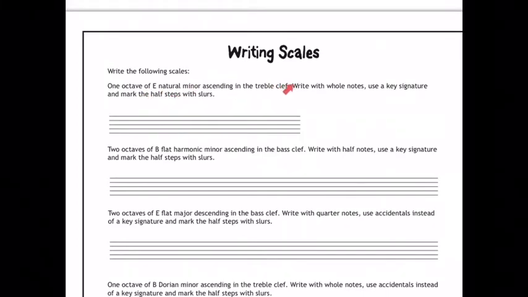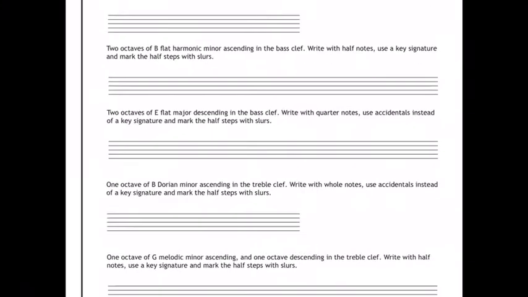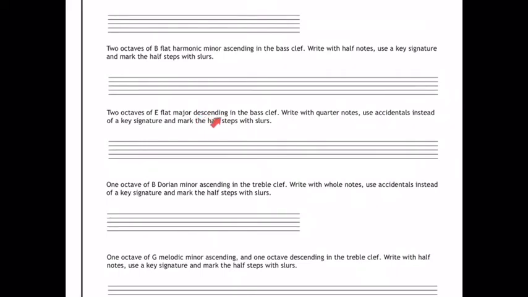There are a number of steps to do in here, so don't get complacent with, oh, I'll just write an E natural minor scale. Make sure the clef is correct, make sure the notation is correct, you're using the proper note values, etc. 2 octaves of B flat harmonic minor, in the bass clef with half notes, use a key signature, mark the half steps. 2 octaves of E flat major descending in the bass clef. So we're not ascending at all, we're only going down in this scale.